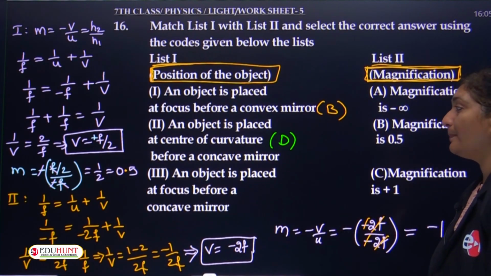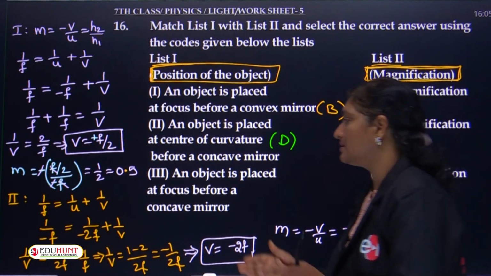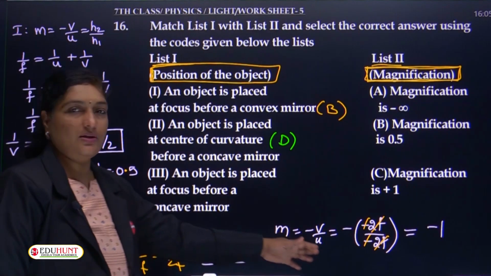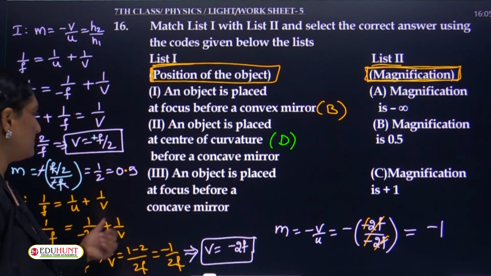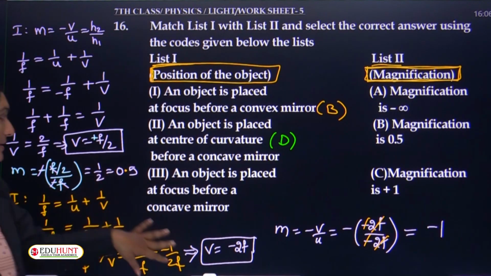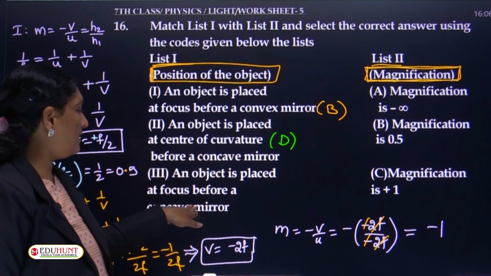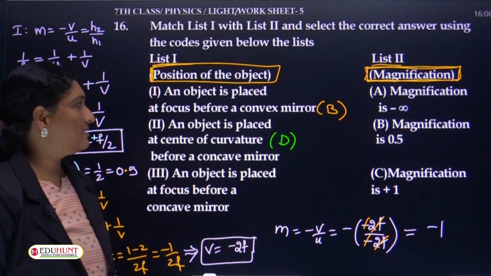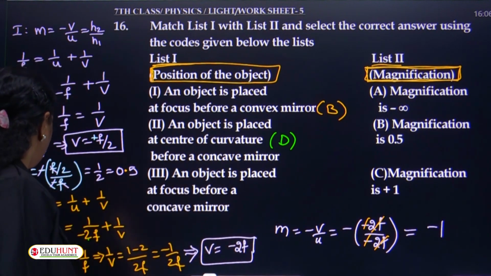An object is placed at focus before a concave mirror. So it's similar to the previous problem only. Earlier it was kept at the radius of curvature, hence we took the value of u as 2f. But now it is kept at the focus itself, so u is also taken as the value of f only. So let us solve it on the next page.